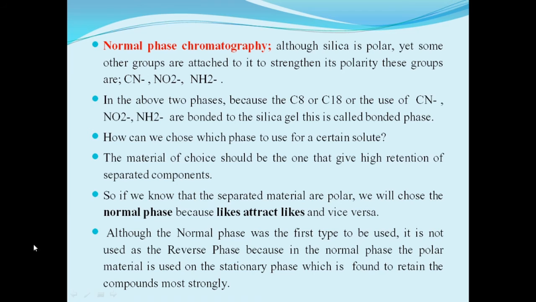Here, although silica is polar, some other groups are attached to it to strengthen its polarity. These groups are cyano, NO2, NH2. In the above two phases, because C8 or C18, or cyano, NO2, NH2 are bonded to the silica gel, this is called a bonded phase.